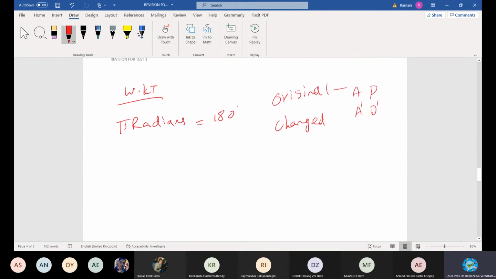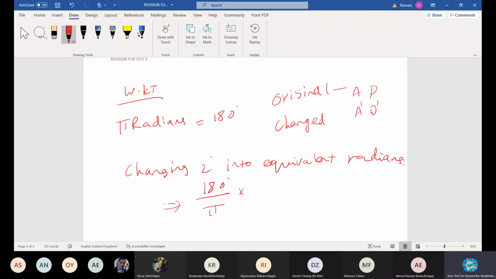You are given 2 degrees, right? So I want to calculate by changing 2 degrees into equivalent radians. How do you do it? You use this one: pi radians equal to 180 degrees. How much will be the 2 degrees? What is the answer here? You will get it in radians.